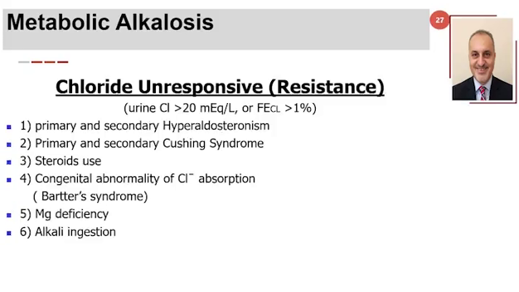Now, in the chloride unresponsive or chloride resistant, the urine chloride is more than 20, and the fractional excretion is more than 1%. You see that primarily in primary and secondary hyperaldosteronism, and primary and secondary Cushing syndrome. If you use steroids in the intensive care unit, sometimes you see that. Also in certain congenital anomalies of chloride absorption, Bartter syndrome, Gitelman syndrome, magnesium deficiency, or if you infuse bicarbonate, that will give you chloride resistant metabolic alkalosis. Now, how do you treat that? As I said, usually you treat the underlying cause in general and give IV fluid. In chloride resistant, they do not respond to chloride infusion, and you need to treat the underlying cause.